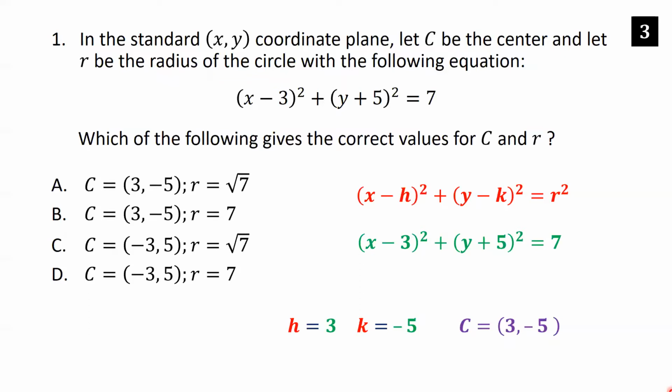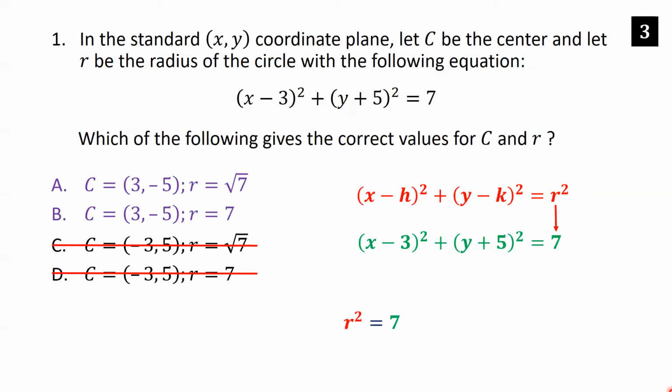So given that, that narrows down the possible answer to just choices A and B. We could eliminate C and D because they have the wrong center. Okay, now let's look at the radius. Well, we have that r squared is equal to 7. So from that, it follows that r is the square root of 7. And therefore, the answer is choice A.